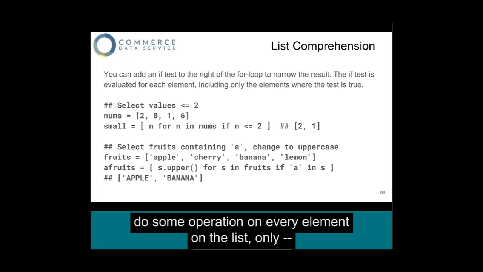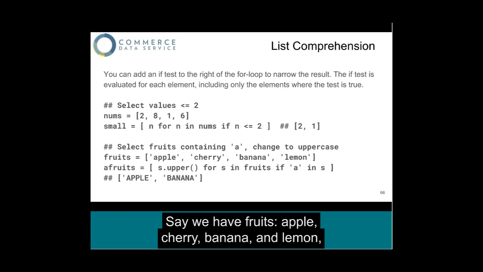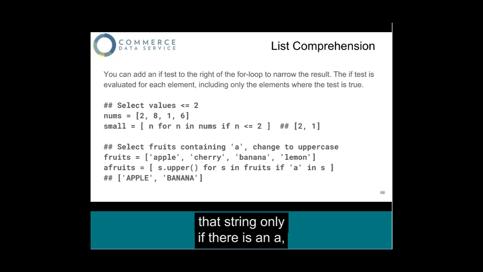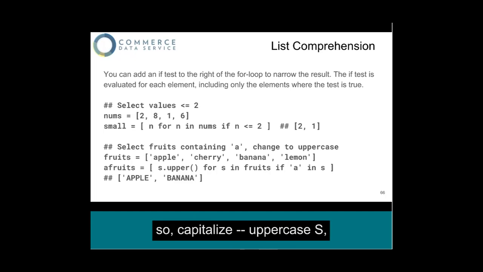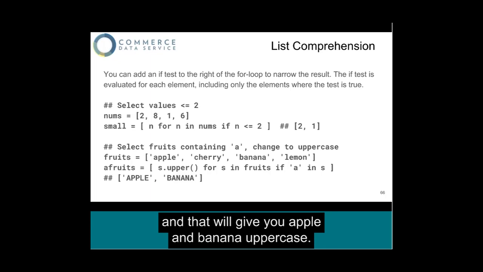In the second one, we do both. We do some operation on every element in the list, and then return it only if it fulfills some condition. Say we have fruits: apple, cherry, banana, and lemon. We want to capitalize that string only if there's an a in that string. So we do s.upper() for s in fruits only if 'a' is in s, and that'll get you APPLE and BANANA, uppercase.